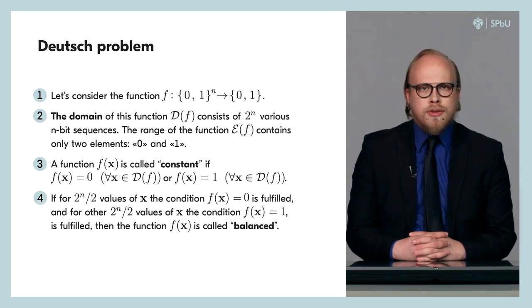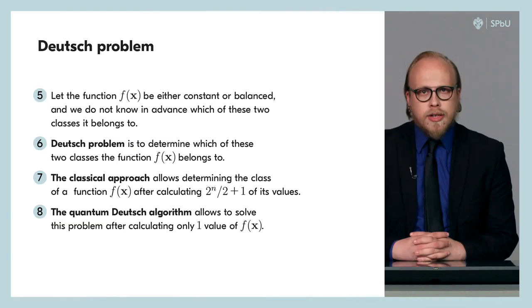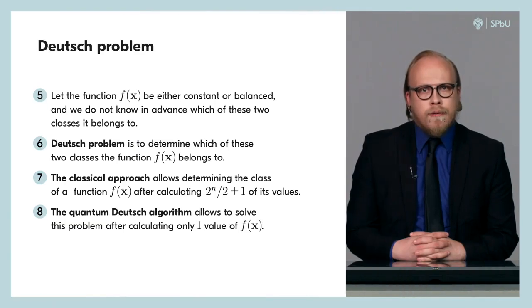If the function f for all 2 to the n argument values takes the same value, that is, it is equal to either only 0 or only 1, then such a function f is called constant. If for half of the values of the argument it is 0 and for the other half of the values it is 1, then the function f is called balanced. It is agreed in advance that the unknown function f necessarily belongs to one of these two classes, that is, it is either constant or balanced. And the Deutsch problem is to determine which of these classes the function f belongs to.